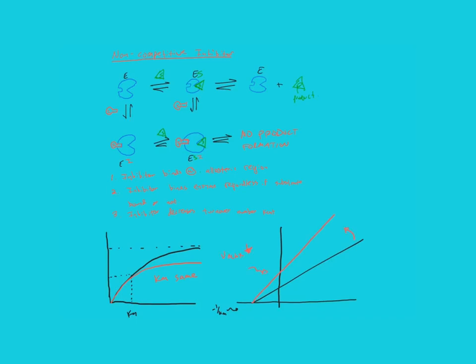But we are still not getting the formation of product, so this is essentially lowering our Vmax. Vmax is affected because the enzyme cannot turn over substrate into product.